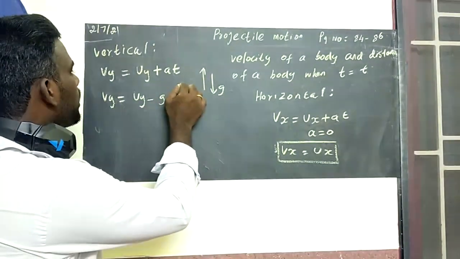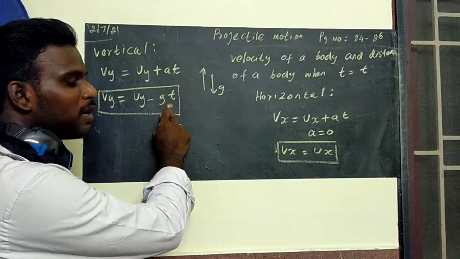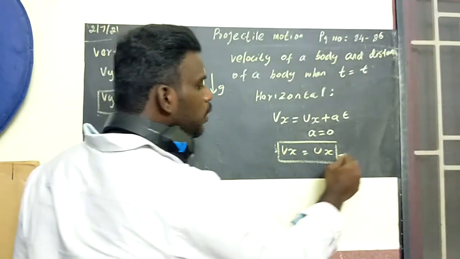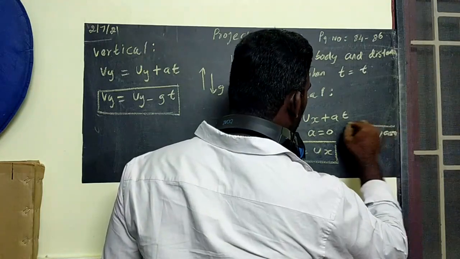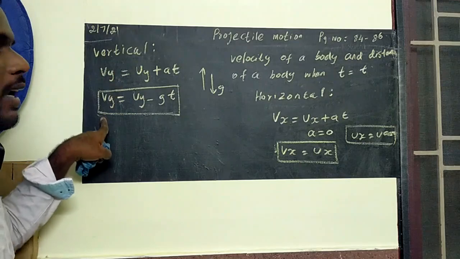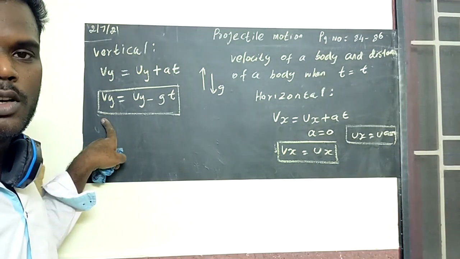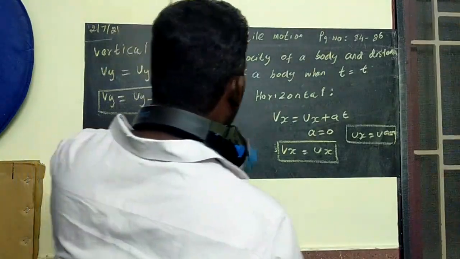This is the velocity of the body in the vertical after some time t. Here we can see that vx equals ux, which is u cos theta, so it is always the same. But in the vertical direction, the velocity keeps changing due to gravity.